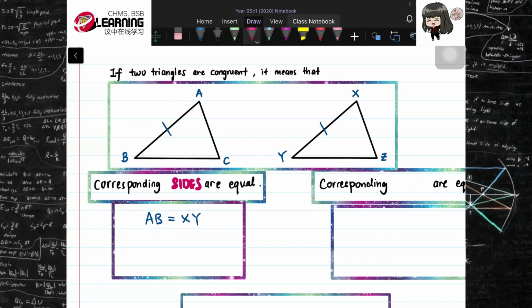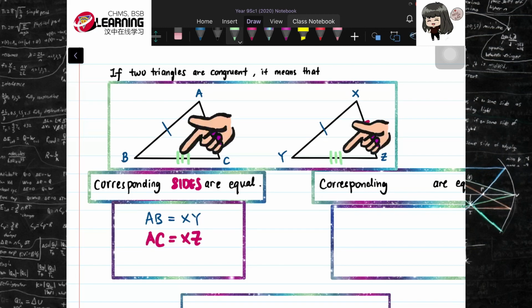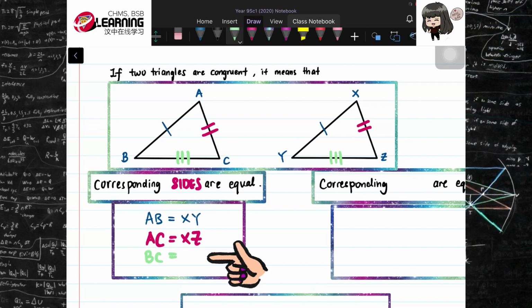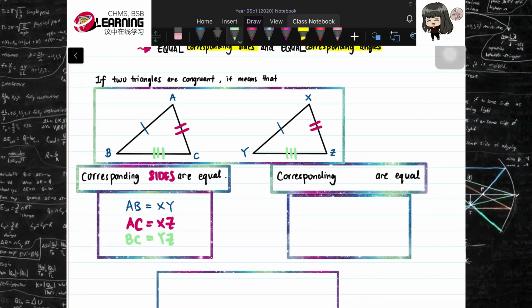If we have the second length, this AC corresponding with the XZ side, if they are the same, we can write that AC equals XZ. Or if we have BC and YZ, the length of BC and YZ, if they are the same, BC equals YZ. We can say that their corresponding sides are equal. Not only the sides are the same, but the angles must be the same too.